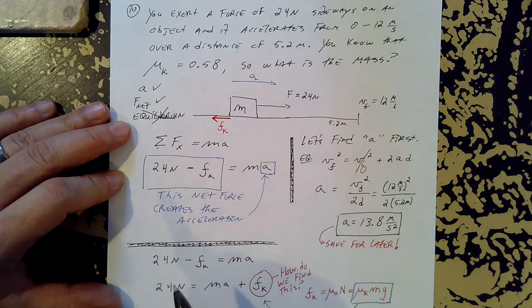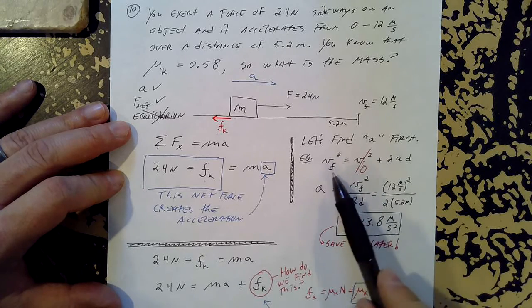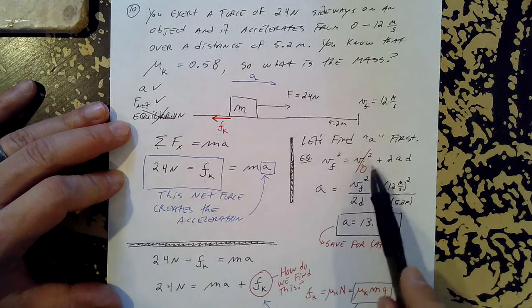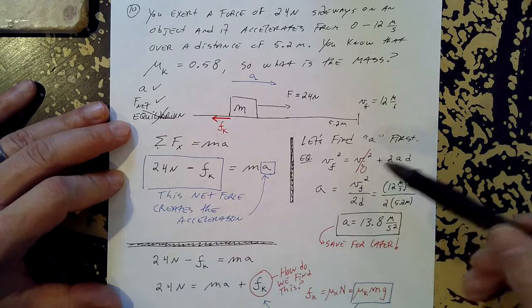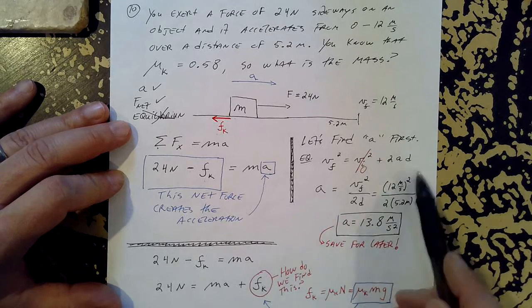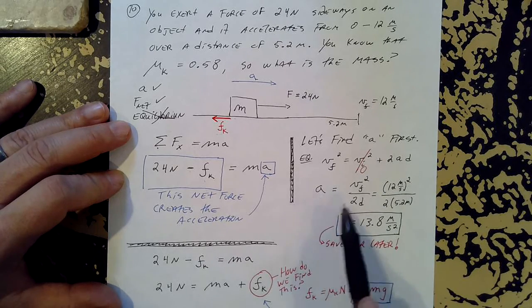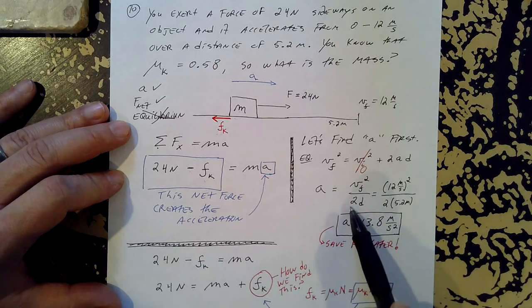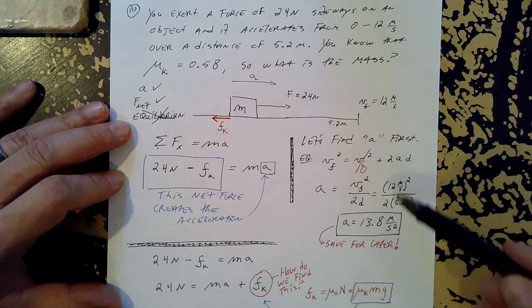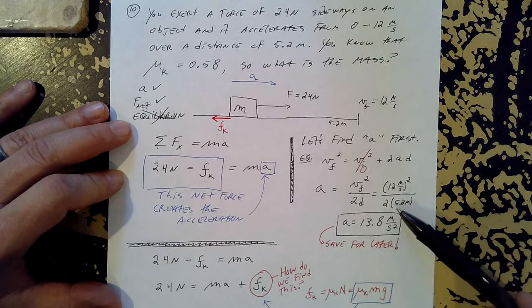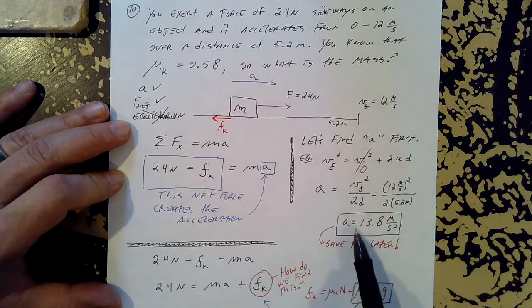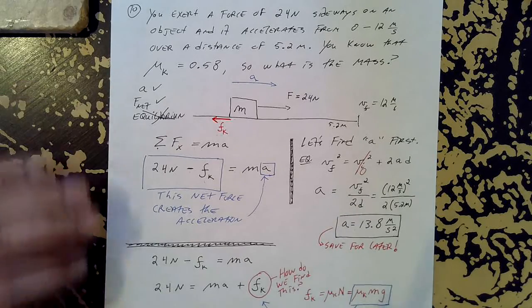So the equation that we're going to end up using, the kinematic equation from previous lessons and notes, v final squared equals v initial squared plus 2 times acceleration times displacement. The initial velocity is 0, so that cancels. We do some algebra, and we get acceleration is equal to v final squared over 2 times displacement. Plug in the numbers, 12 meters per second. We square all that, divided by 2 times 5.2 meters, and the acceleration is 13.8 meters per second squared. I'm going to save that.